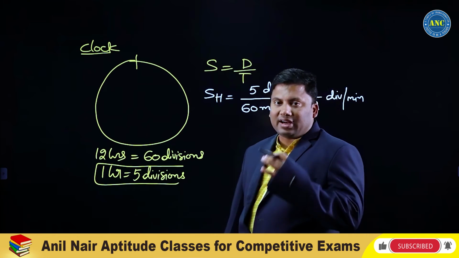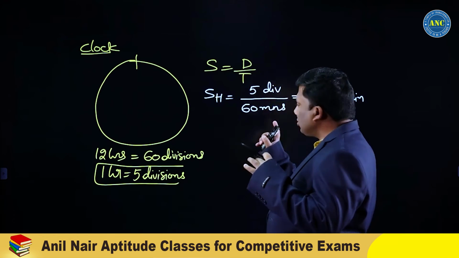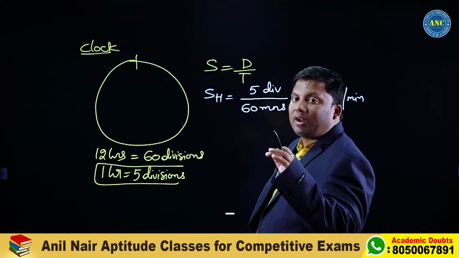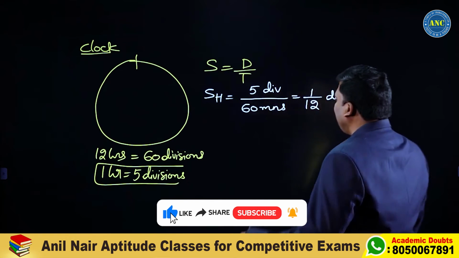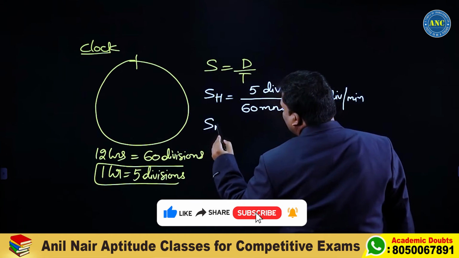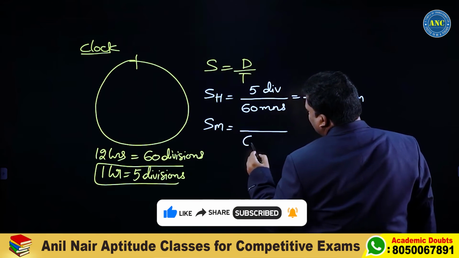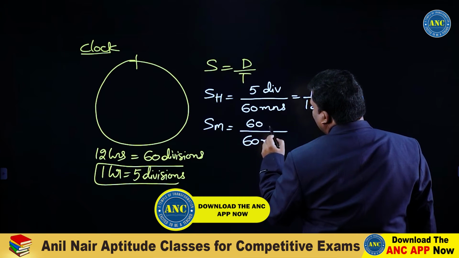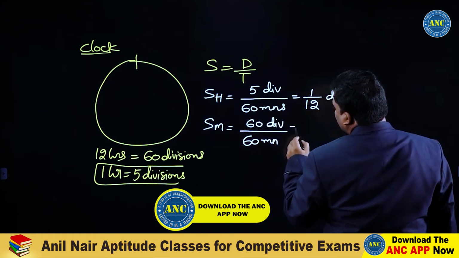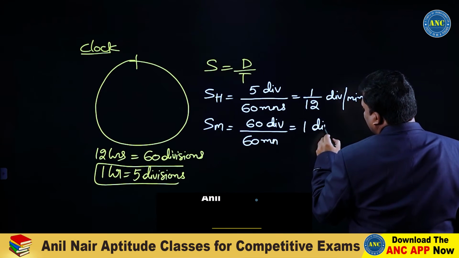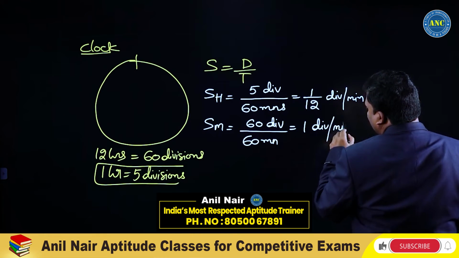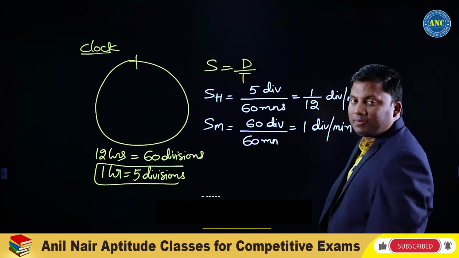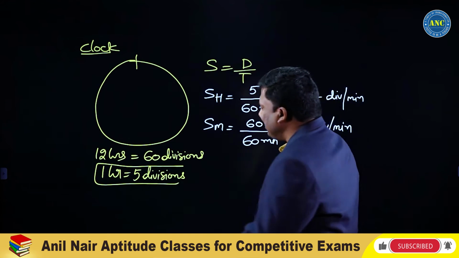Speed of hour hand: 1 hour is 60 minutes, and in every 1 hour the hour hand will move 5 divisions. Speed of minute hand: total 60 minutes. If you look at the minute hand, every 1 minute it will travel 1 division. 60 divisions per 60 minutes. It is 1 division per minute. I hope the idea is clear.